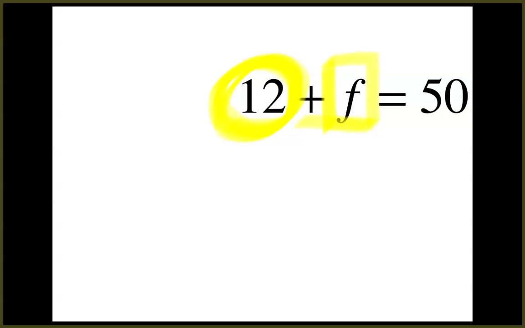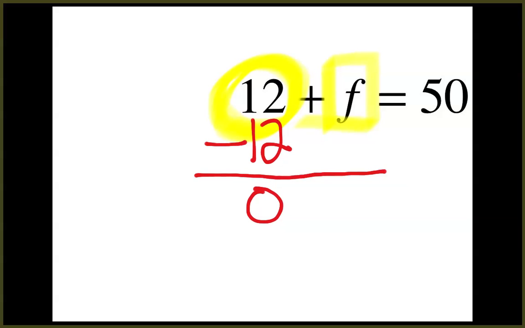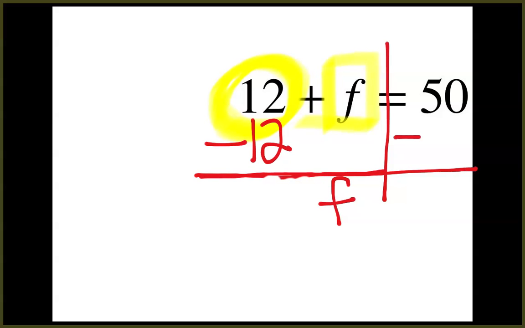Well, the way to get rid of a 12 is to take away 12, because 12 minus 12 is nothing, right? 12 minus 12 is 0, and 0 plus f, well, that's kind of like just saying f, right? Okay, that makes sense. But that's not a solution, just the letter. Oh, okay, I forgot. I subtracted 12 from the left. I've got to subtract 12 from the right. What's 50 minus 12? Well, 50 minus 10 is 38.